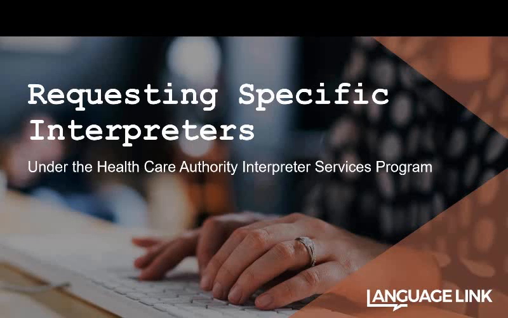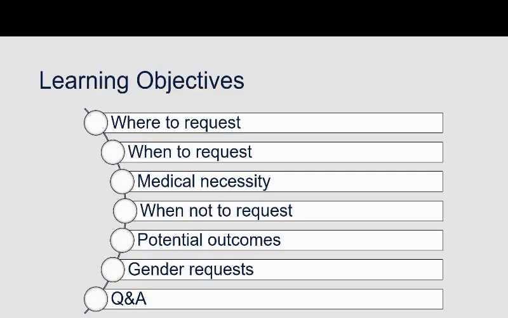Today, we will be discussing the topic of requesting specific interpreters under the Healthcare Authority Interpreter Services Program. Our learning objectives will be to learn where to request, when to request. We'll define medical necessity. We'll also discuss when not to request, potential outcomes of doing so. We'll cover gender requests. And finally, we'll end with a Q&A slide.